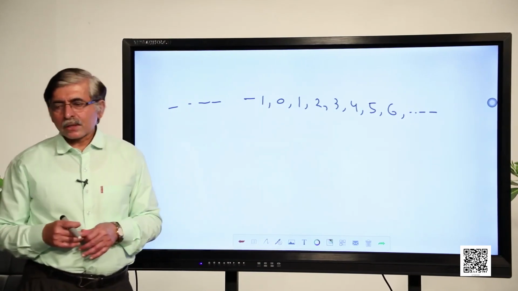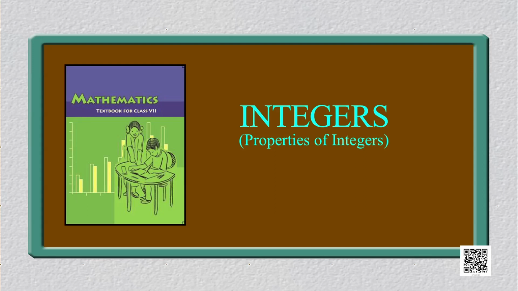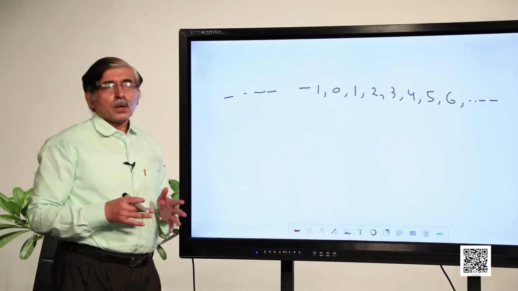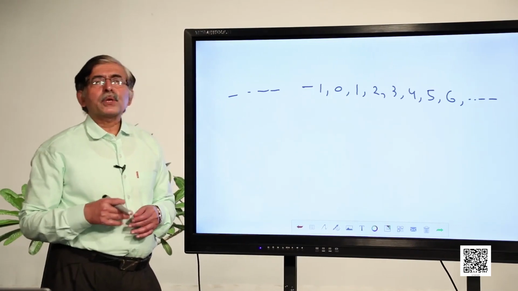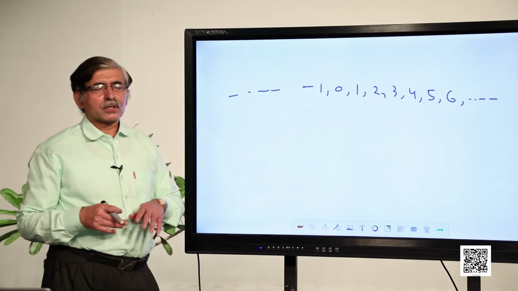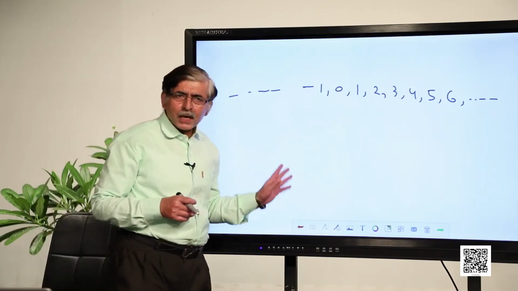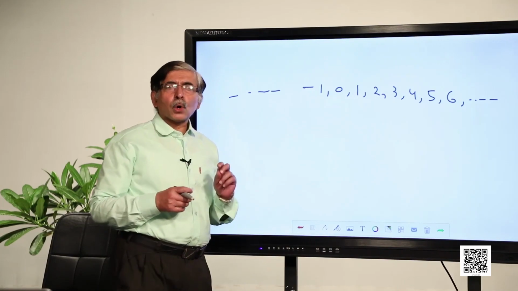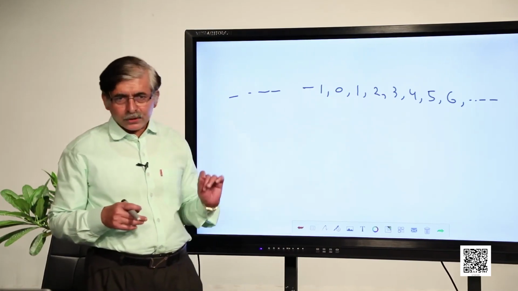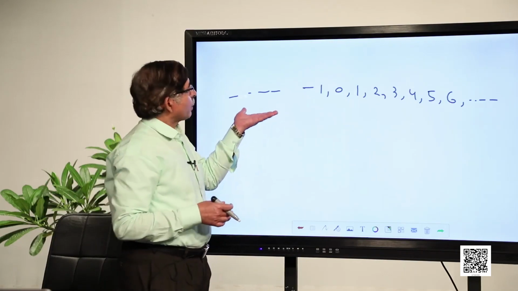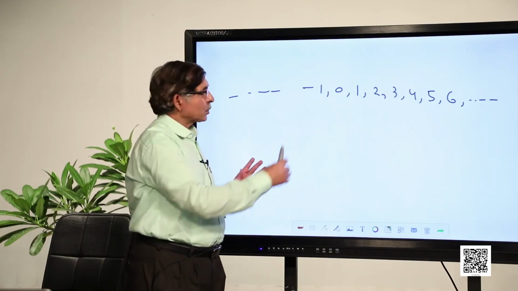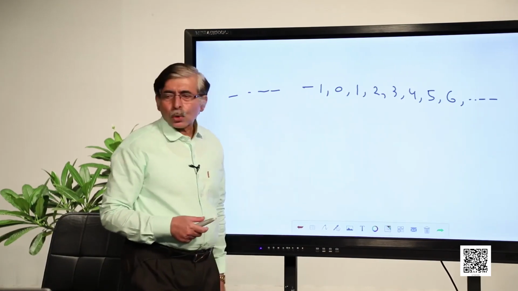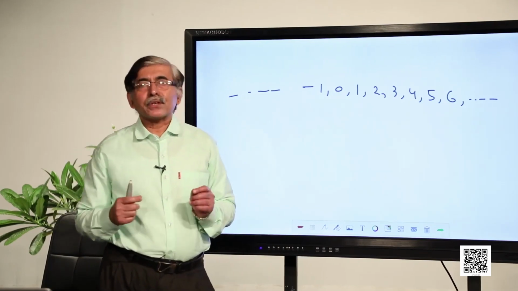Now, we will discuss the properties of integers. First we will discuss addition, because we know that when two numbers are added, what will happen? By now we know that numbers also mean integers, and whole numbers also we can say are integers, and this set of numbers, on the left side of 0 and the right side of 0, are also integers. So, what will happen when two integers we add?